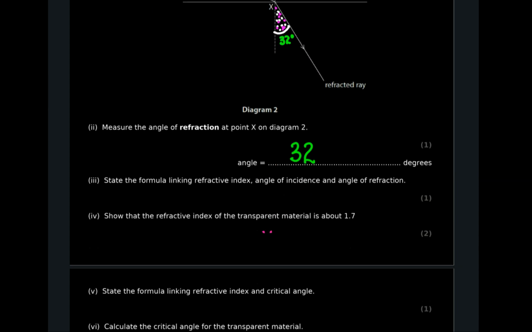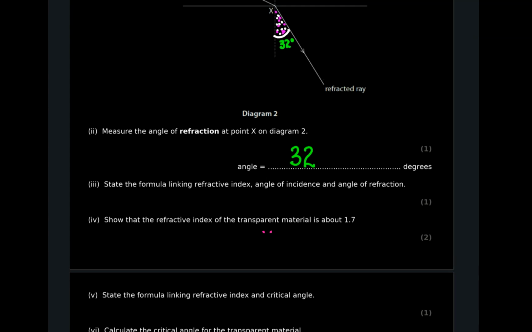State the formula linking refractive index, angle of incidence, and angle of refraction. Just a walk in the park. This is a very, very good question. We've answered this before, so this is what we have to write.